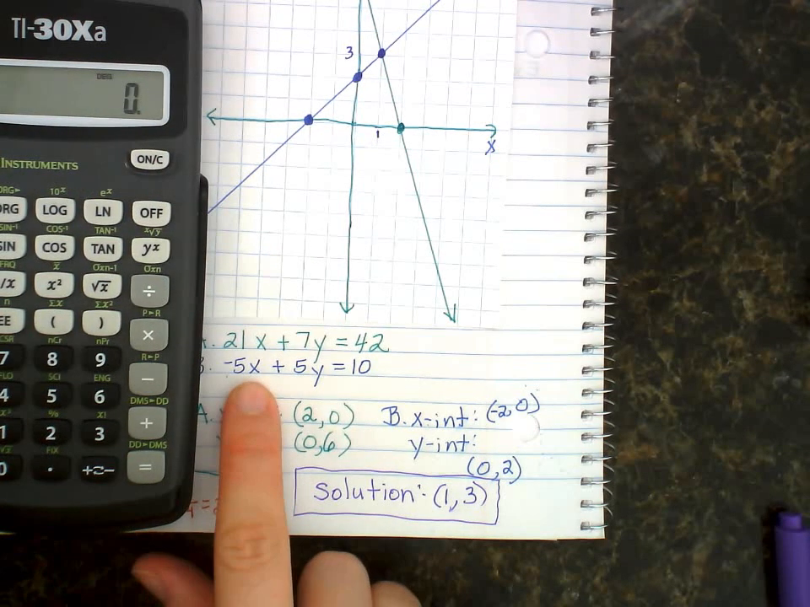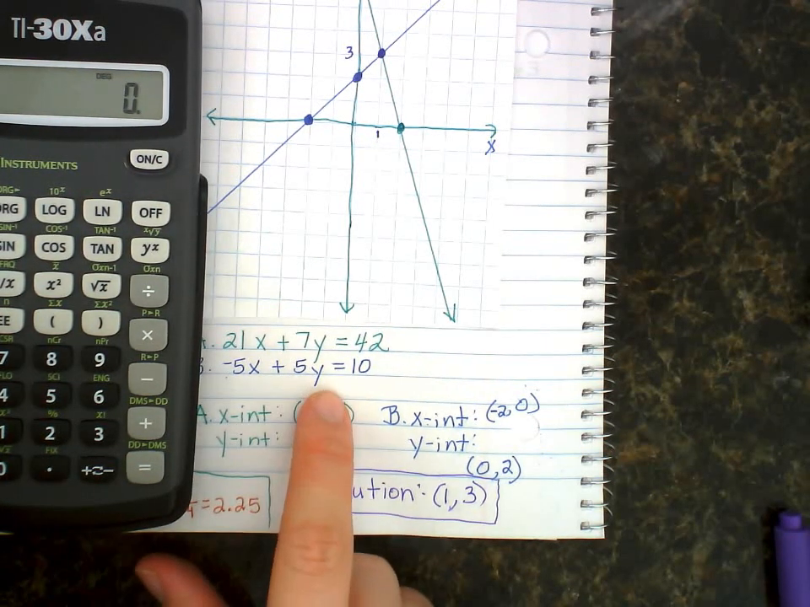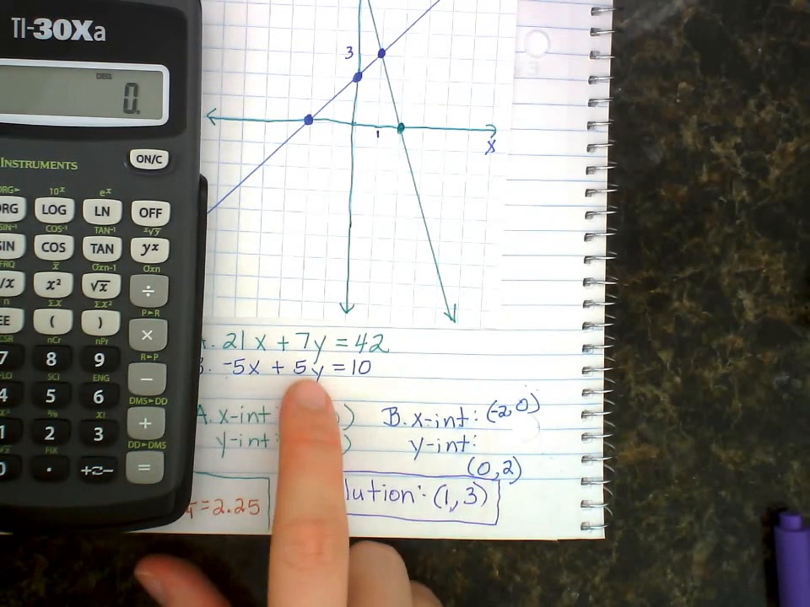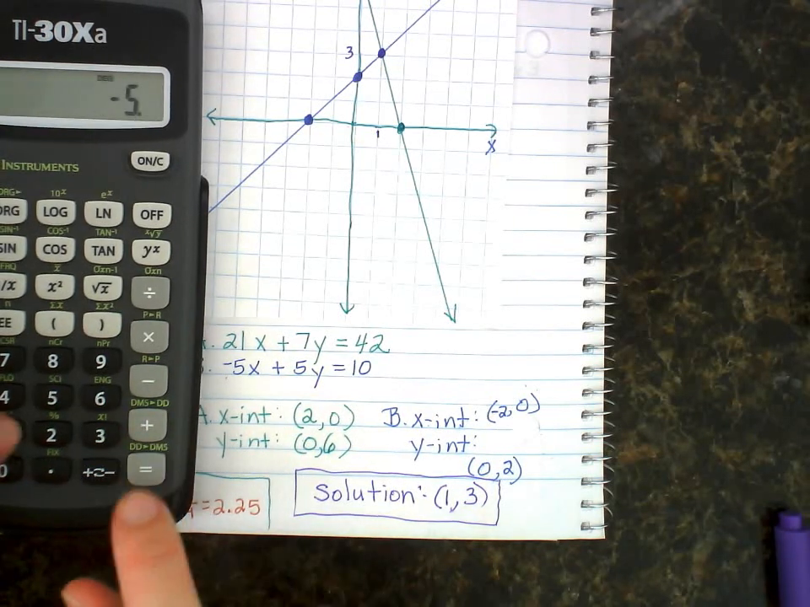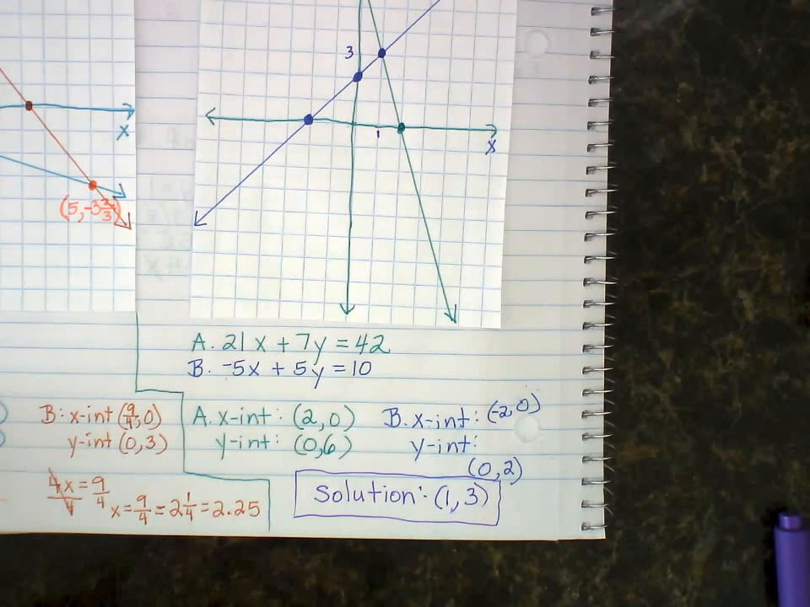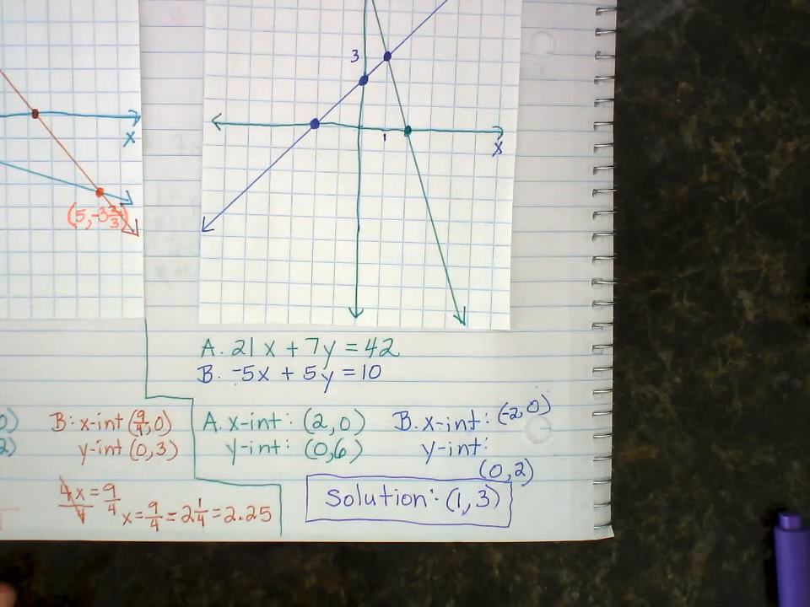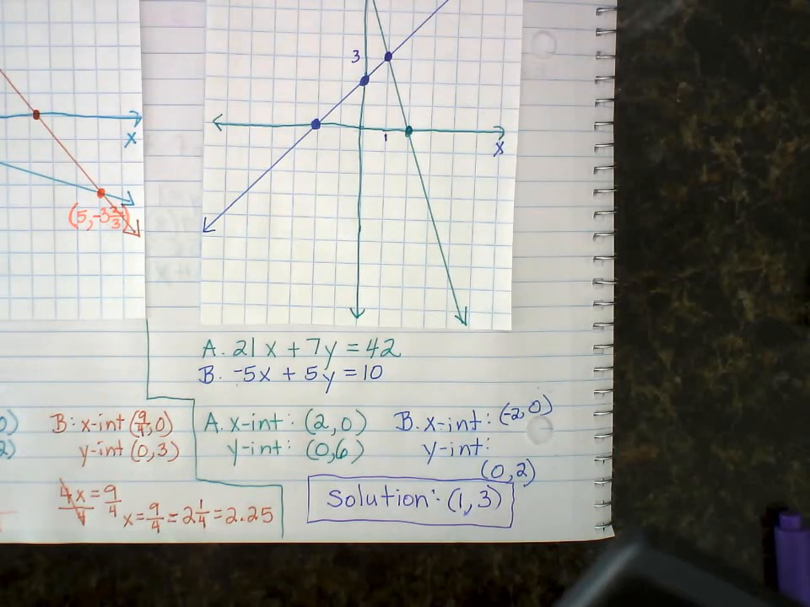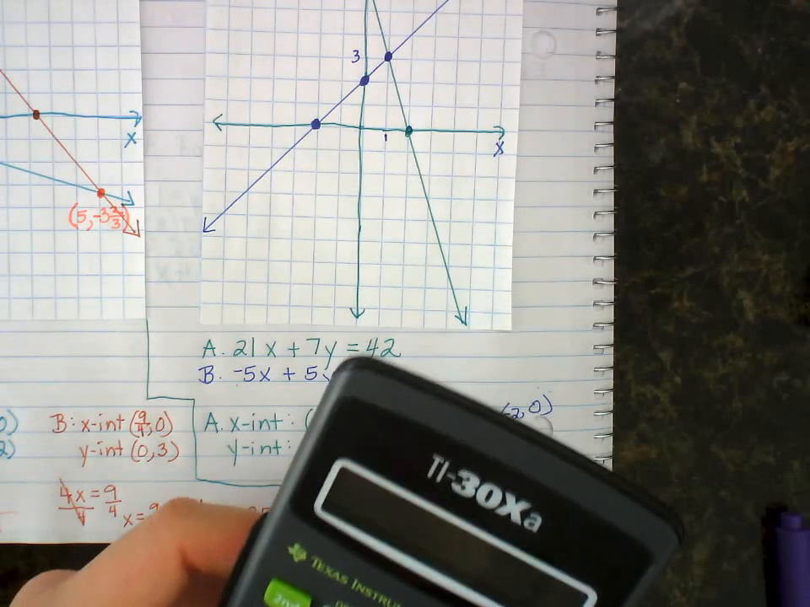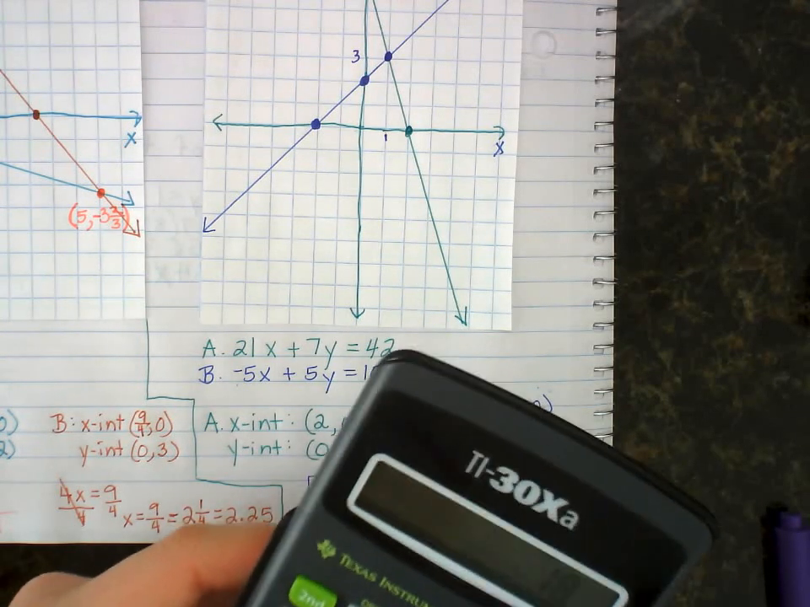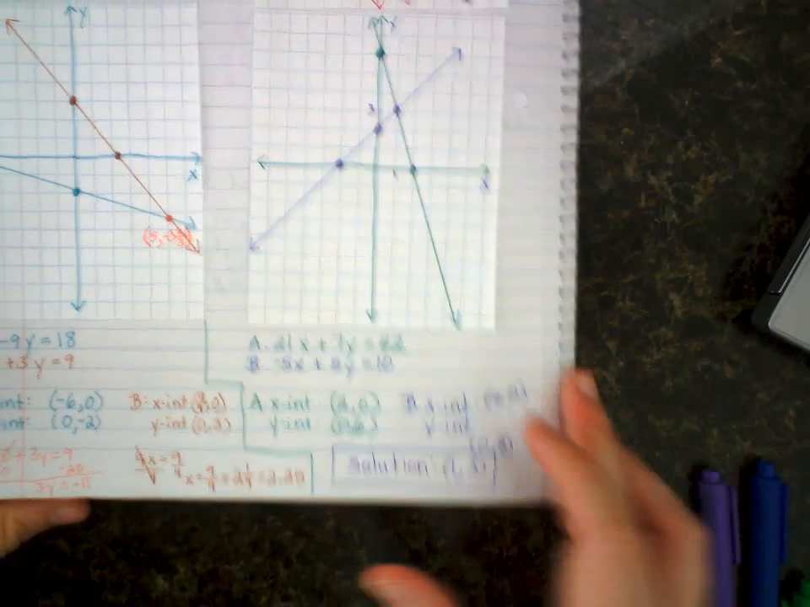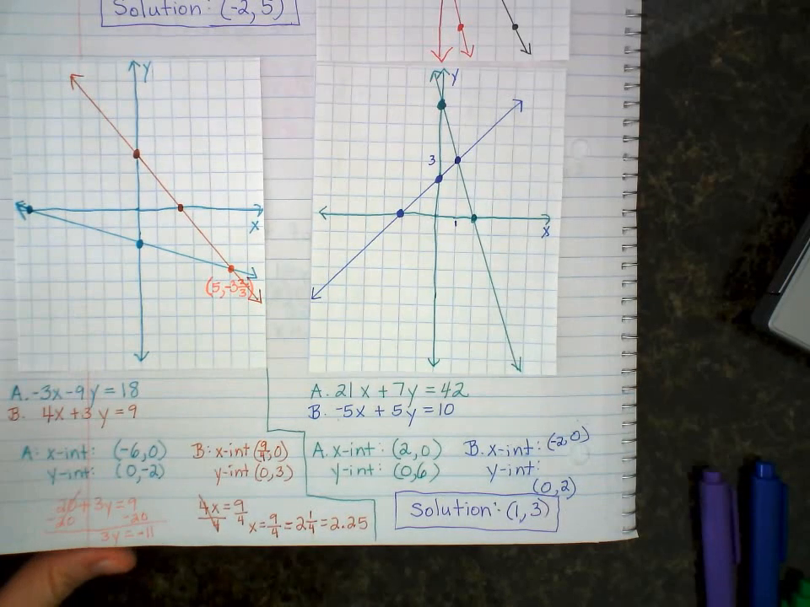Okay, negative 5 times 1, so negative 5 plus 5 times 3. Negative 5 plus 5 times 3 is 15, so negative 5 plus 15 is 10. So that confirms right there that it works. I'm going to check this one just for my own sanity. Yeah, okay. Alright, so sorry about that mishap, but don't panic, don't stress.